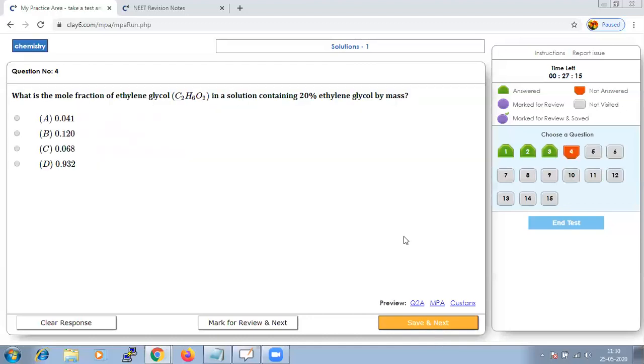and go to next. Here, what is the mole fraction? This type of question is very, very important, so please do practice it. They have given us: what is the mole fraction of ethylene glycol in a solution containing 20% ethylene glycol by mass? Let us solve this.